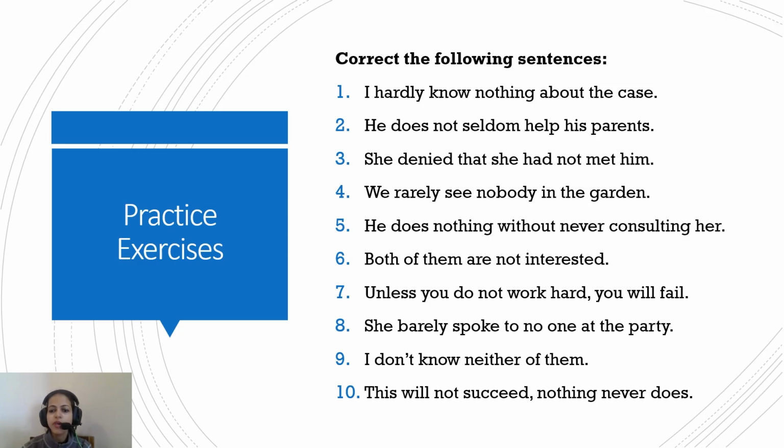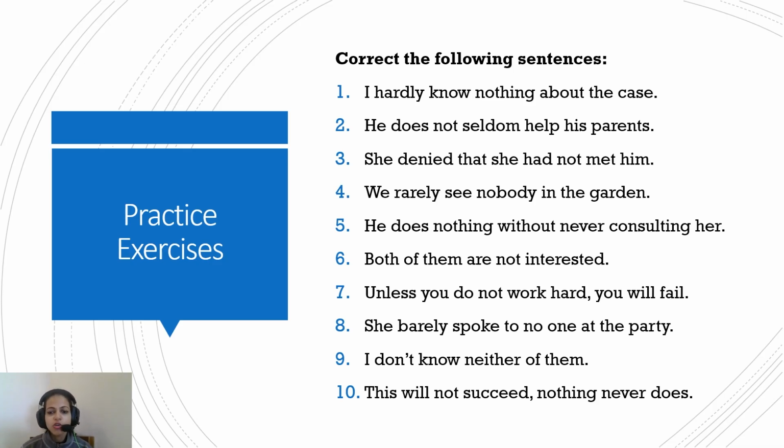"He does not seldom help his parents." So, again, does not and seldom. Both are negatives, and two negatives don't go together. So, "he does not help his parents," or "he seldom helps his parents." Third, "she denied that she had not met him." So she denied, and not. Again, double negatives should not be used. So "she denied that she had met him," or "she did not meet him." But "she denied she had met him" would be a better way to go.